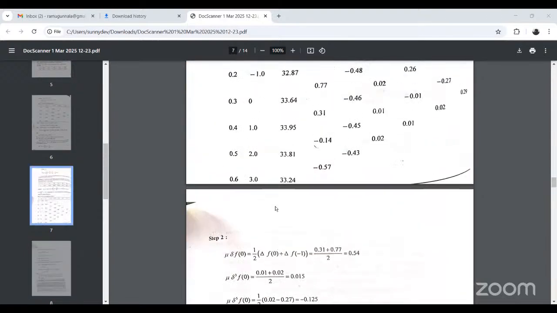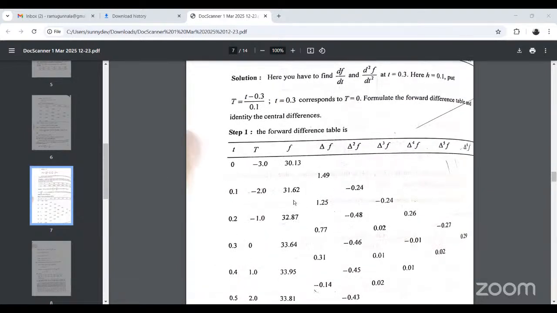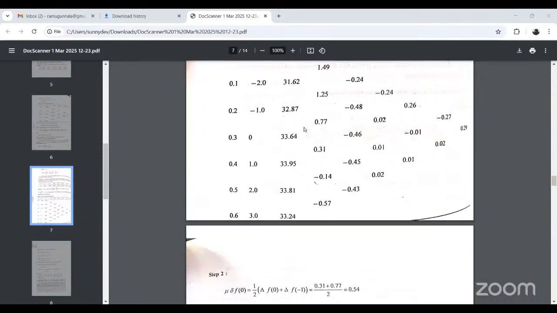So how can we calculate the two values? First we are taking the delta f y naught and mu into delta f naught. How can we calculate it? So 1 by 2 into these two values. You know how to draw the table, that we already know, no? So here we are getting the capital T, that capital T is T minus 0.3 by the difference. So the small t value equals 0.3. So we are getting this.